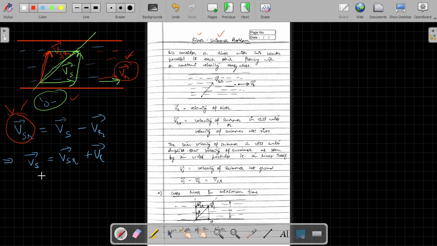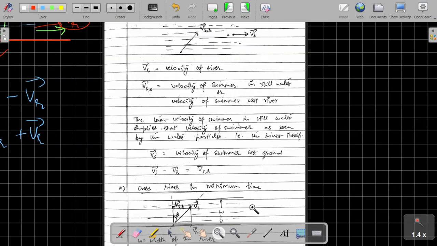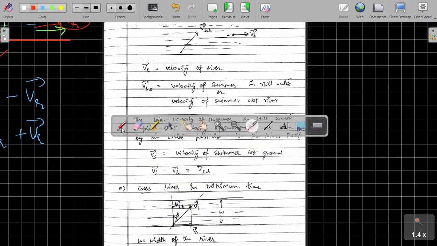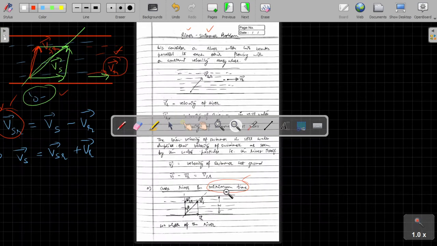Okay, so this problem usually comes with a lot of cases, so we'll be studying each case, and we'll be then learning something more about this. So the first case which we take in the river swimming problem is the problem of minimum time, that you have to cross the river in minimum time. How would you do it?